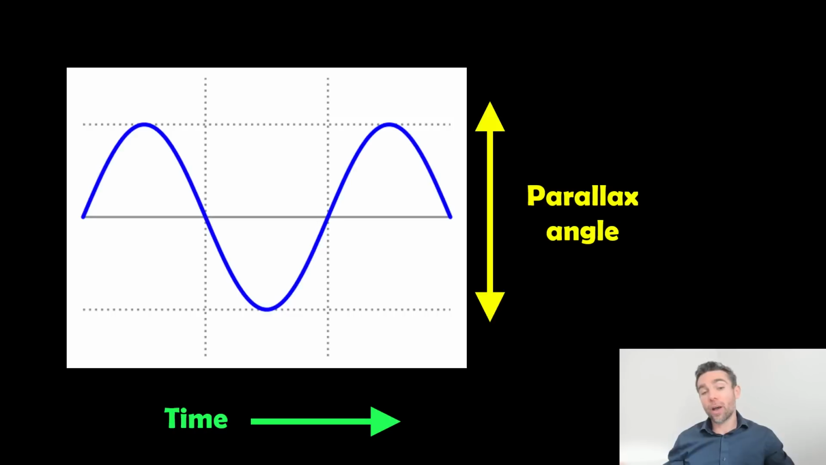Then you've got your time along the x-axis, and to get your orbital period, we would just take one cycle of that, from peak to peak, and measure the time. That would be our orbital period. That's one way of getting it. There are other ways of getting the orbital period, but that's one way you could do it.